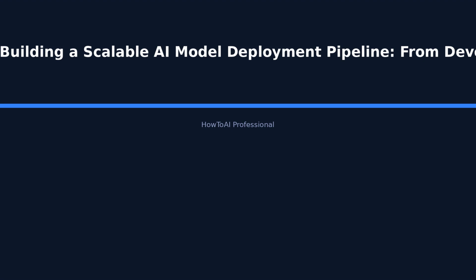CI/CD integration. Now, let's talk about CI/CD, continuous integration and continuous deployment. CI/CD is a set of practices that enable development teams to deliver code changes more frequently and reliably. In the context of AI and machine learning, integrating CI/CD into your deployment pipeline allows you to automate various processes, ensuring that your models are updated and deployed seamlessly.